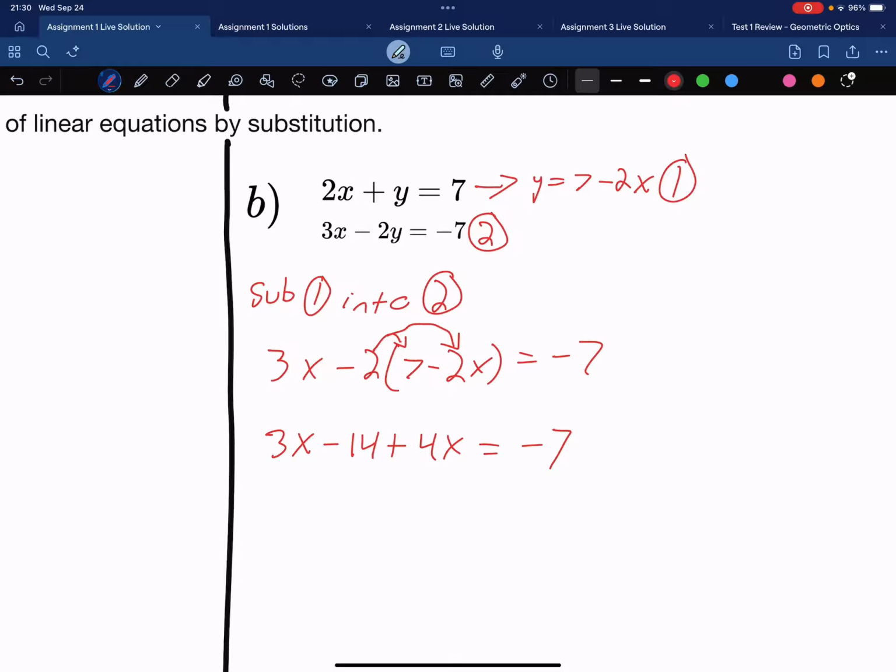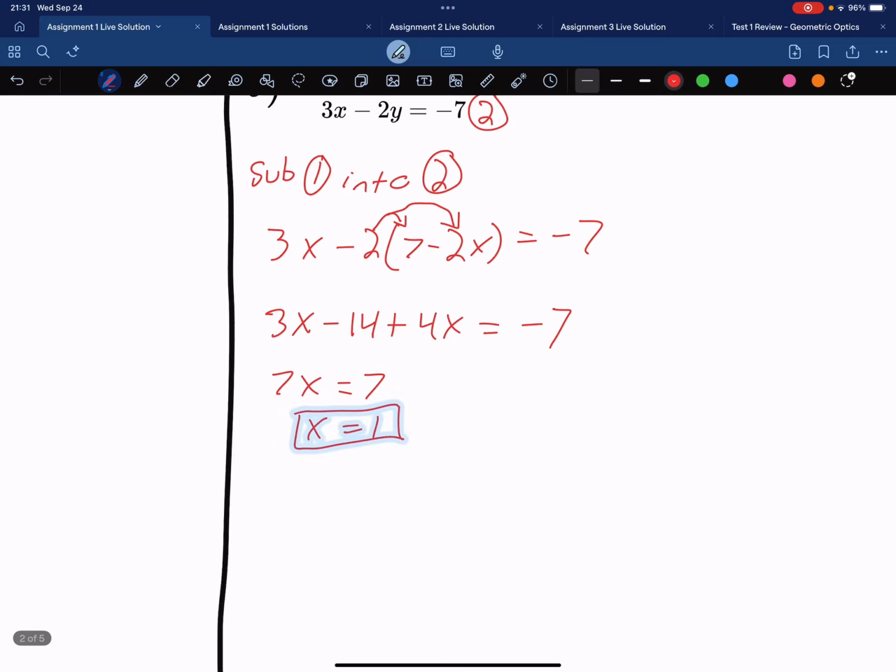I'm going to add 14 to both sides, and I'm going to bring the two terms with x's together. So I will have 7x equals positive 7 now, because negative 7 plus 14 will give me 7. So adding 14 to both sides there. Divide both sides by 7, you get x equals 1. Again, not done. Need to substitute this back in to find what y is equal to.